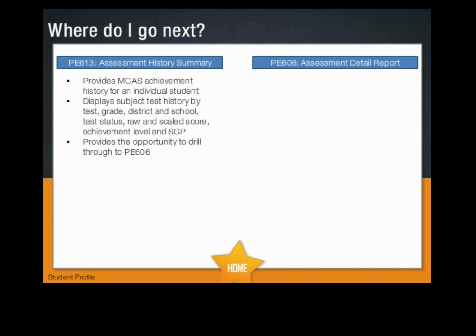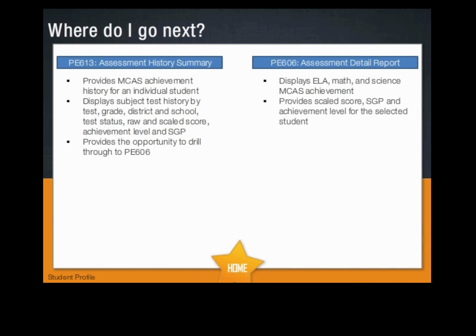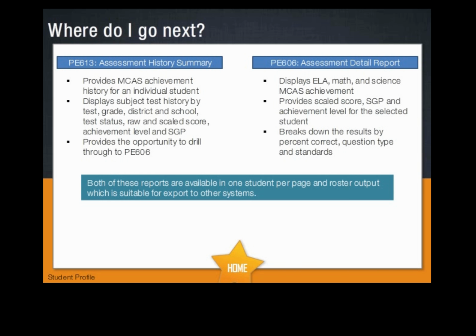PE 606 displays ELA, Math, and Science MCAS achievement, giving scaled score, SGP, and achievement level for the selected student, and breaks down the results by percent correct, question type, and standards. This informs teachers about an individual's strengths and weaknesses, and allows them to compare individual student results to school, district, and statewide results. Both of these reports are available in one student per page and roster output, which is suitable for export to other systems.